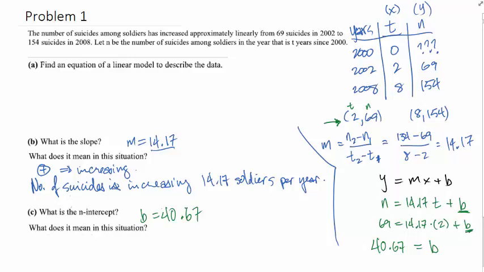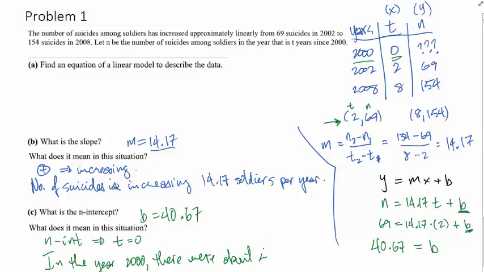What does this mean? Recall that the n-intercept is the same as having the other variable equal to 0. In this case, the other variable is t equal to 0. And remember, when t is equal to 0, you're actually looking at the year 2000. So what we can say here is, in the year 2000, there were about 40 to 41 suicides.